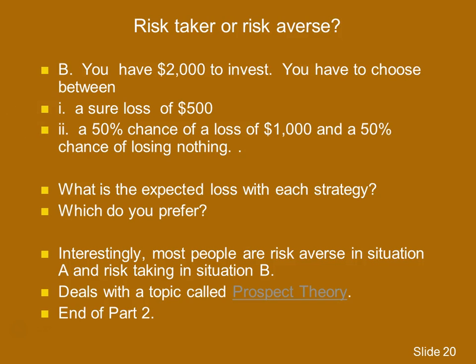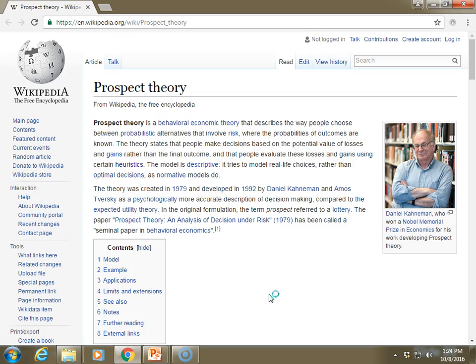This has led to a whole branch of economics, actually. It's referred to as prospect theory. Here I've given you a link you can go to in Wikipedia. A gentleman by the name of Daniel Kahneman won a Nobel Prize in economics for his work in prospect theory, and you can read about that if you happen to be interested in it.